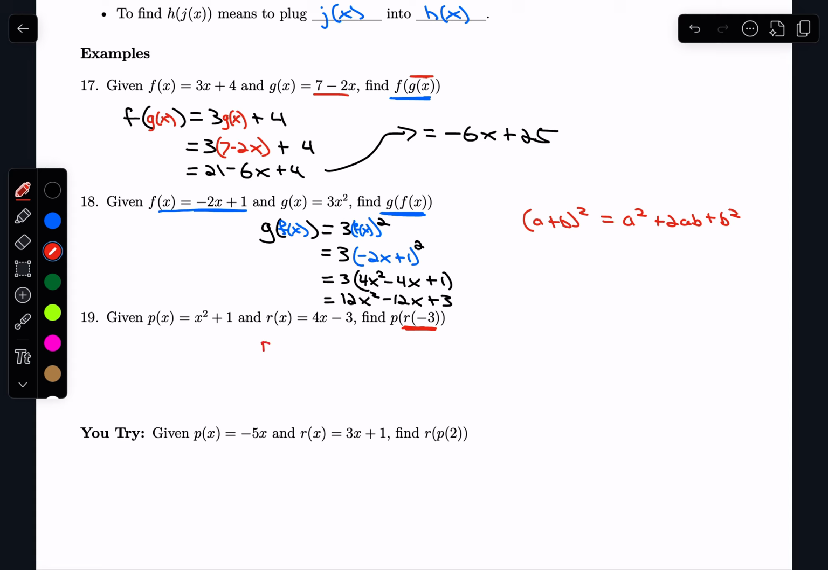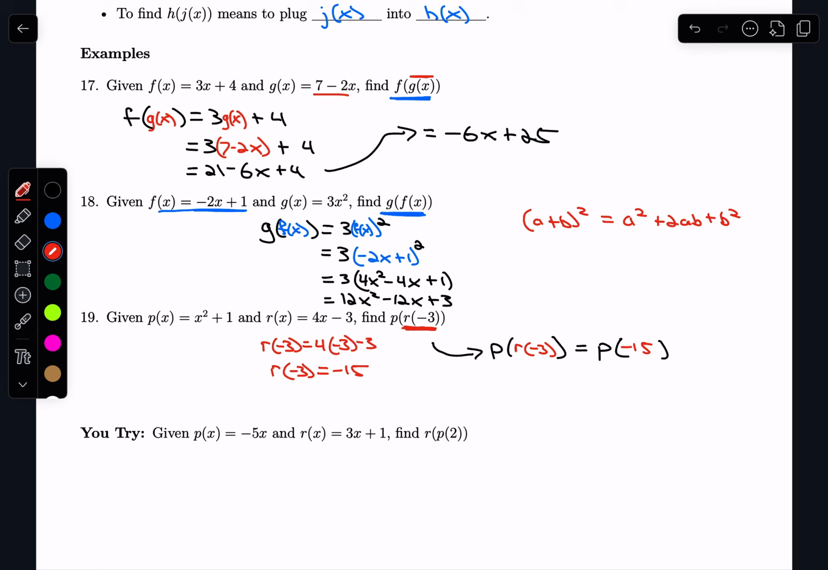So we're going to find r of negative 3 is equal to 4 times negative 3 minus 3. And so r of negative 3 is going to be equal to negative 12 minus 3, which is negative 15. Okay, so we have the inner part. We have r of negative 3. So now to find p of r of negative 3, all we're going to do is replace the r of negative 3 with what it actually is, which is negative 15. So we're going to find p of negative 15.